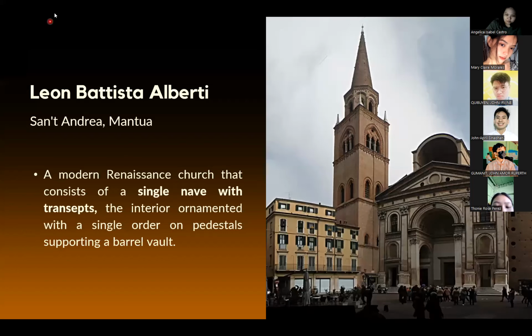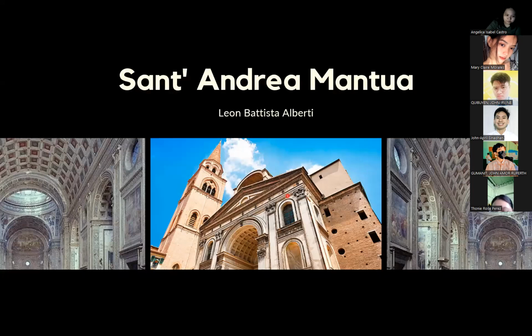Another structure by Leon Battista Alberti, Sant'Andrea in Mantua. It's a modern Renaissance church that consists of a single nave with transepts. The interior is ornamented with a single order on pedestal supporting a barrel vault. Let's take a look. This one. This is your coffered ceiling. This is Sant'Andrea Mantua. You have your classical orders, column, and a single barrel vault inside.